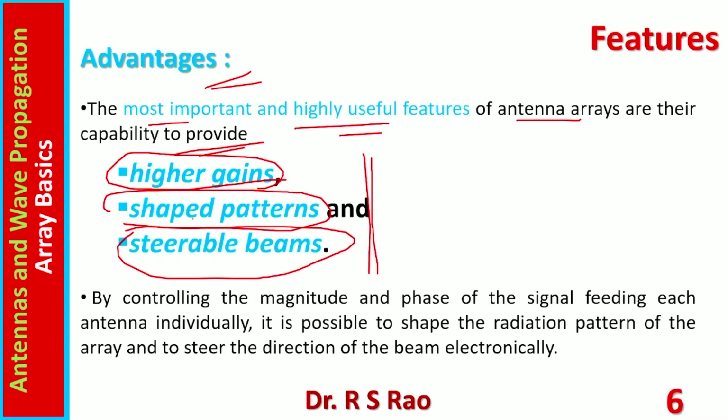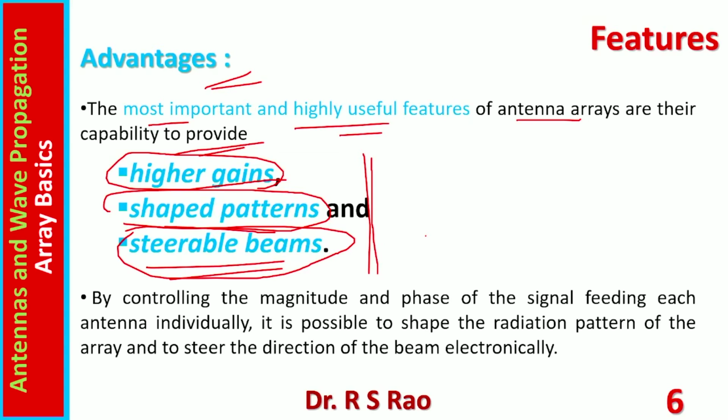Another useful feature is shaped pattern. Arrays are able to provide patterns with a low side lobe level, low back lobes, and narrow beam widths or broader beam widths as per our requirement. We can have the pattern satisfying our requirement. This is a great advantage when we go for array antennas. Another aspect is steerable beams. The orientation of a beam can be altered.